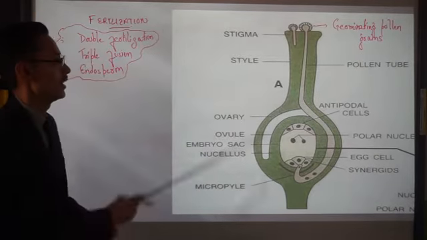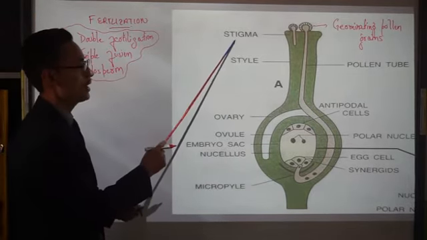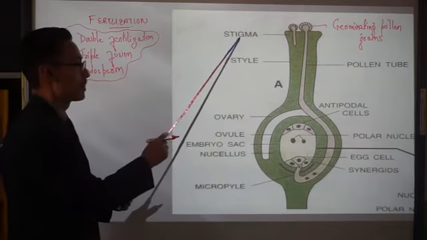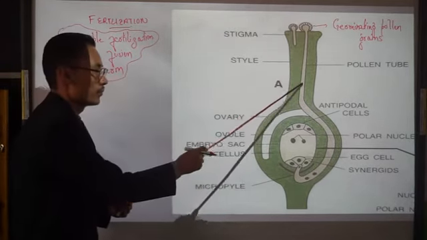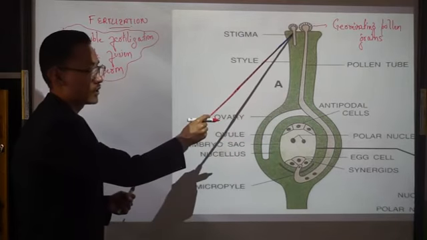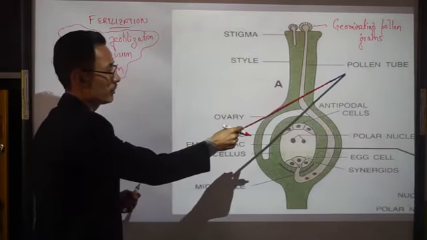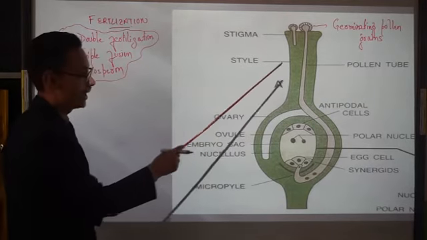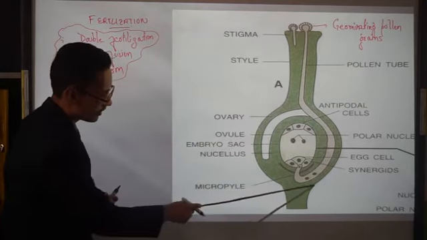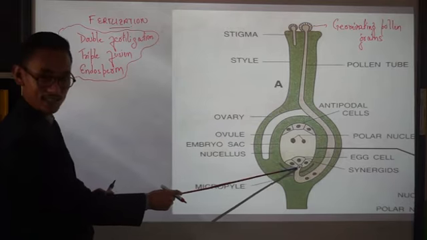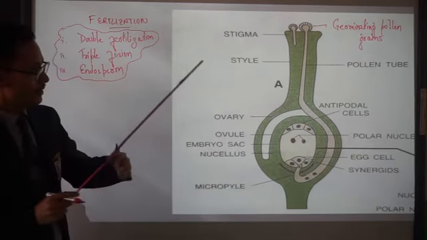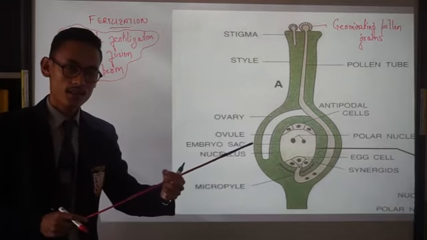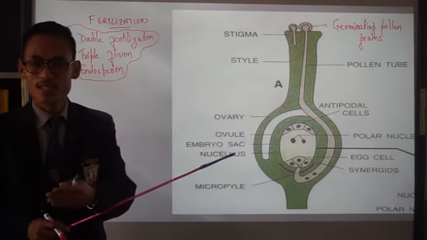Now we know that the function of the stigma is to receive the pollen grain. Then the pollen tube will be formed. When the pollen grain germinates, the pollen tube will run through the style and enter inside the embryo sac. So now let us discuss in detail the germination of the pollen grain leading to the event of fertilization.